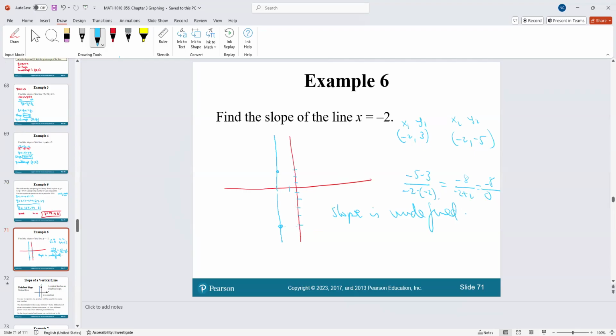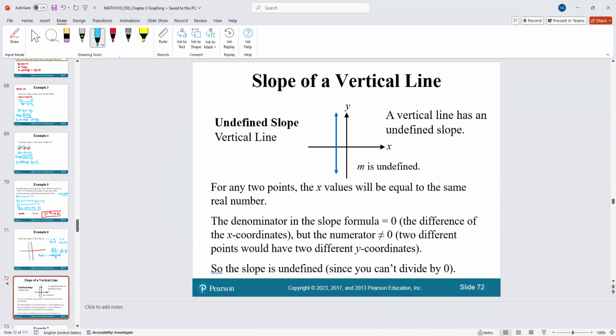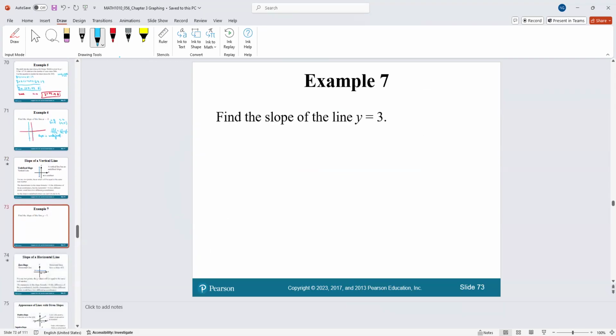All vertical lines have undefined slope. Very important: a vertical line has an undefined slope, of course, m is undefined. For any two points, the x values will be equal to the same real number. The denominator in the slope formula is 0, the difference of the x coordinates, but the numerator is not 0, because two different points would have two different y coordinates. So the slope is undefined. You cannot divide by 0.